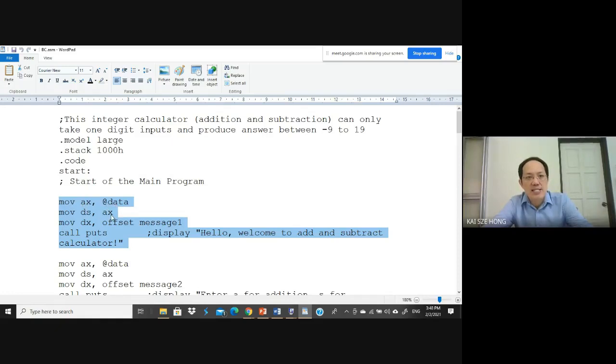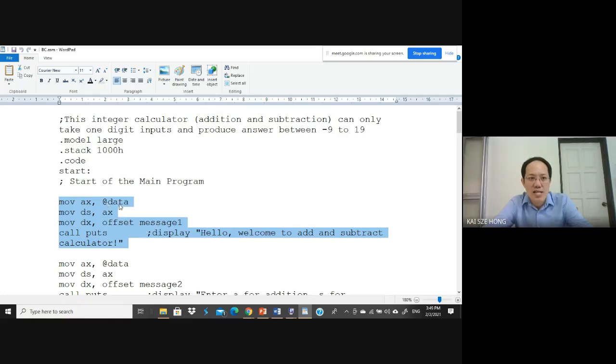Then you move the AX register, 16-bit, into DS. Okay, DS is the segment register, the data segment register. Then after that, you move the offset message to DX. You move AX to DS. Then after that, you call puts. This semicolon is a comment; you don't care about this. After you call puts, you will display the message: Hello, welcome to add and subtract calculator.